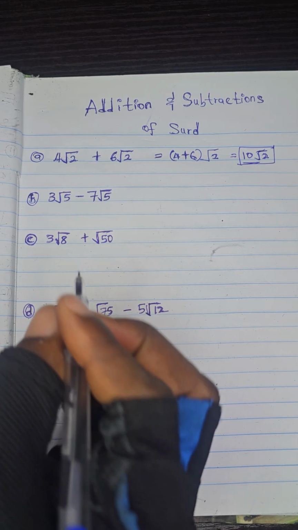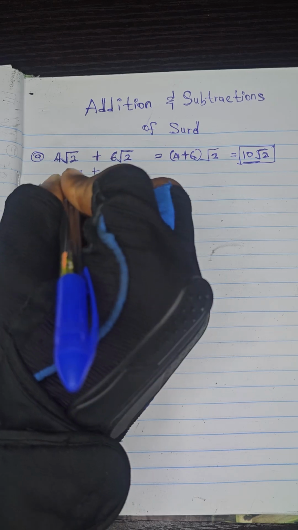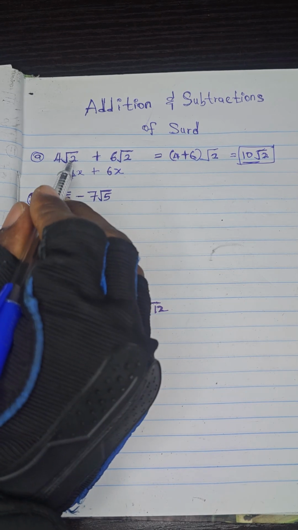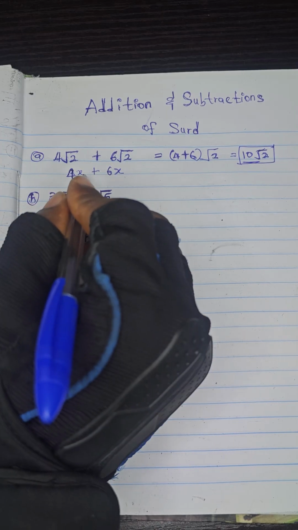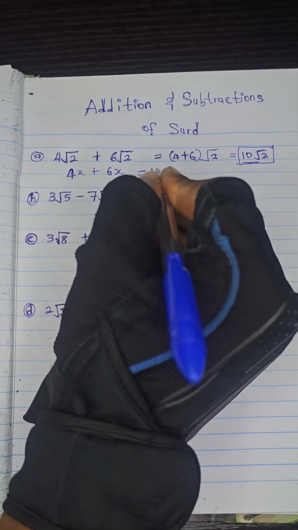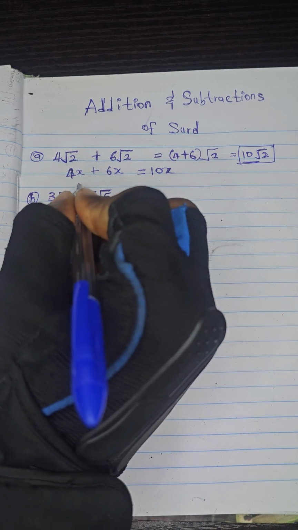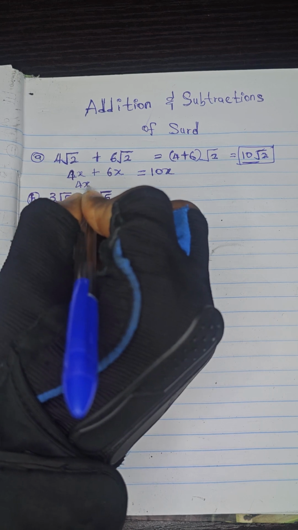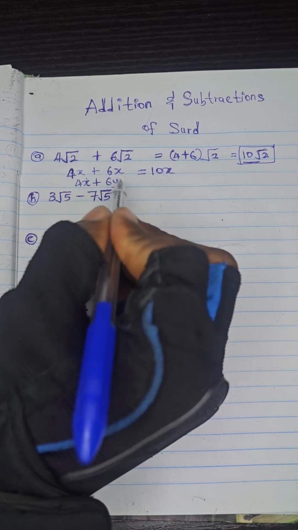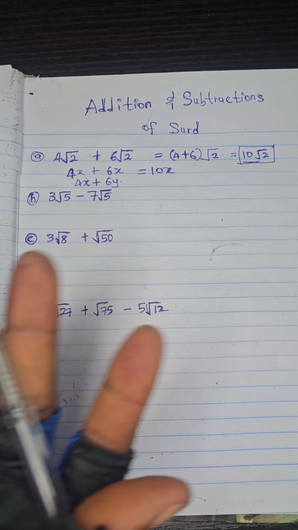It's just a similar logic as when you have 4x plus 6x. So let's assume this root 2 is x. When you have the same variable, you can just add it as 10x. But in the case where you have, let me say, 4x plus 6y, you can't add this because x and y are not the same. So it's the same logic, I think. You can just picture it in that format.